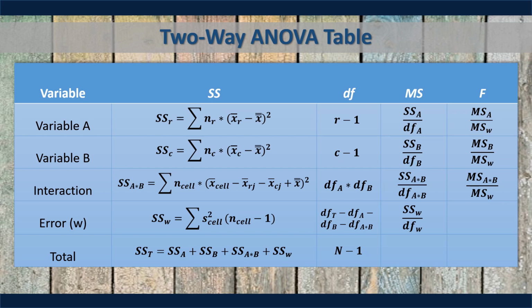The sum of squares for the interaction between variable A and variable B is calculated by taking the mean of a specific cell, subtracting that cell's row mean and column mean, and adding the grand mean, squaring that result and multiplying it by the sample size of that cell. The degrees of freedom are calculated by multiplying the degrees of freedom for variable A and the degrees of freedom for variable B together. We'll go over each component piece by piece in the following example.